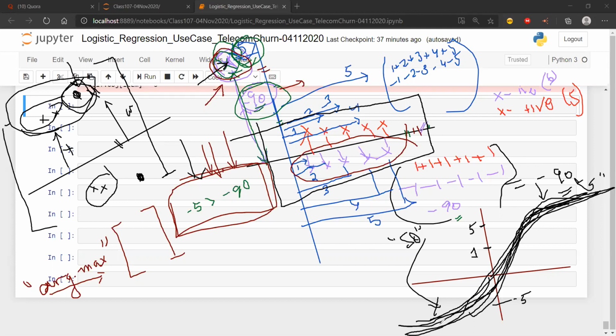It is going to help me limit my data points within the range. That's exactly what we are doing in case of scaling, right? We're trying to limit our data within a plus value and a minus value, right?